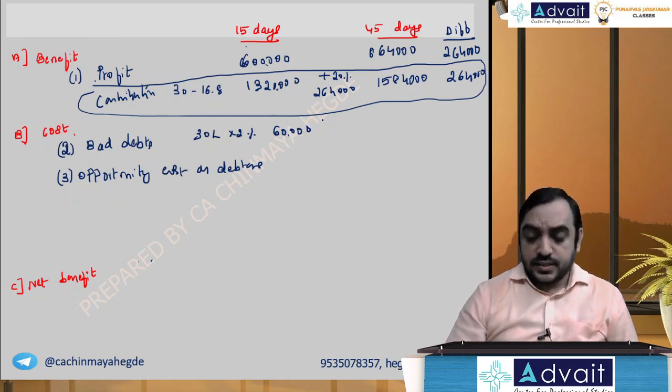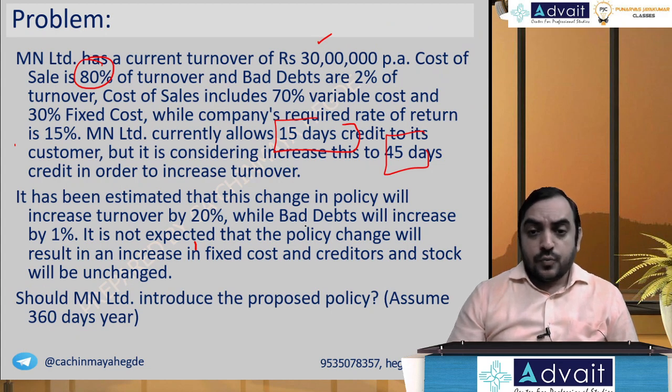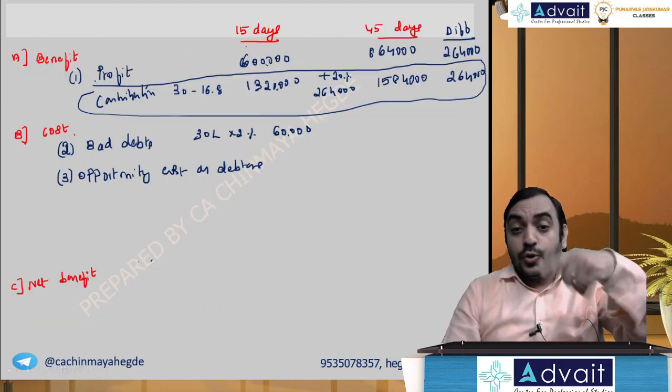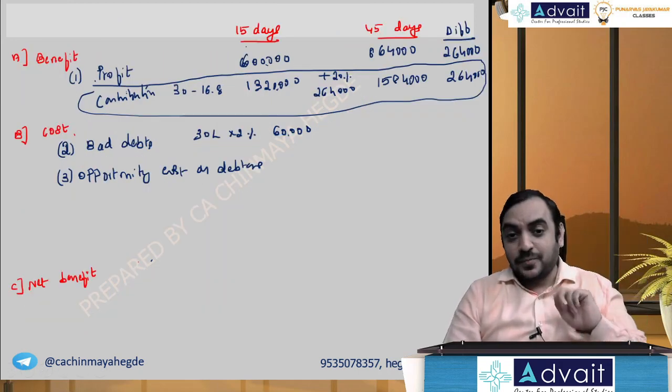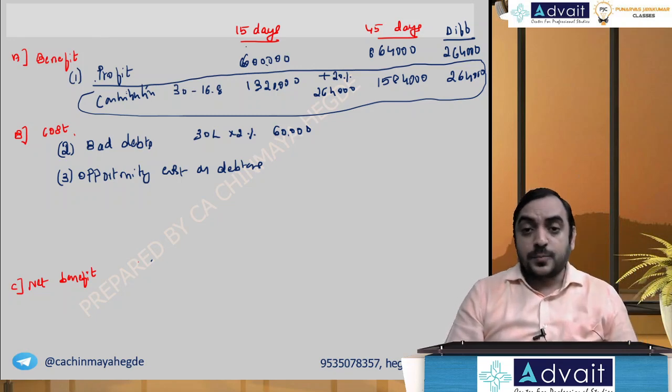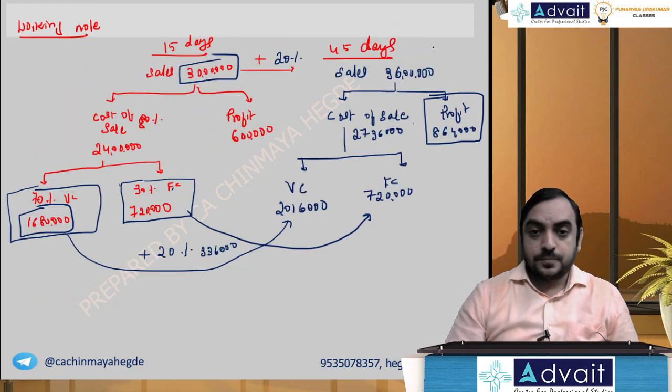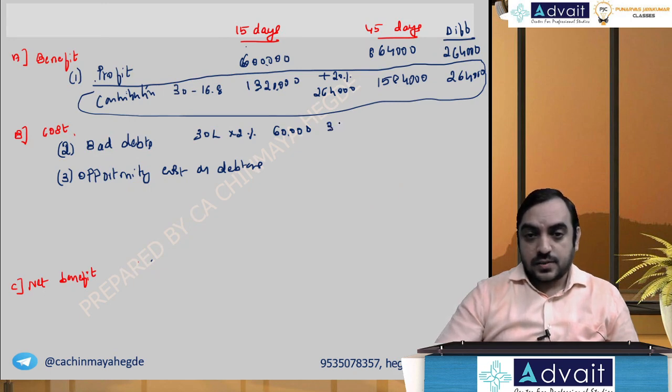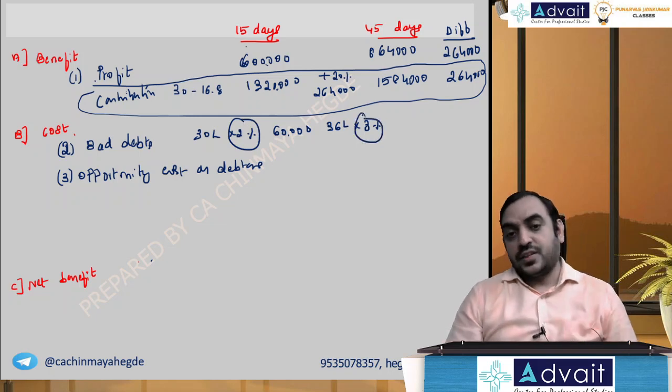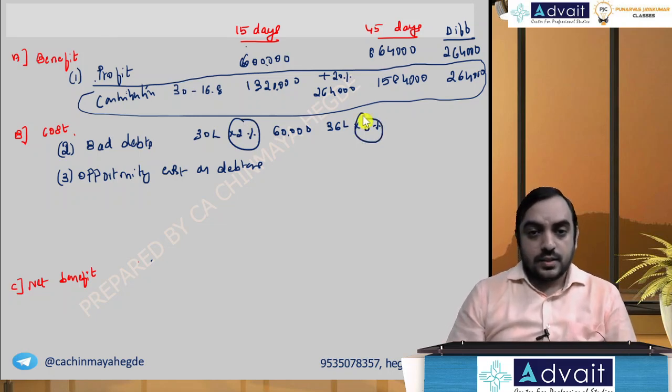And here it is increased by 1%. When I say bad debt increased by 1%, you should do 1% plus 2%, okay? Don't increase this 60,000 by 1%. The 2% bad debt becomes 3% of sales. Sales is 36 lakh, multiplied by 3%. 36 lakh into 3%, 1 lakh 8,000. Difference column, I don't want to touch it.